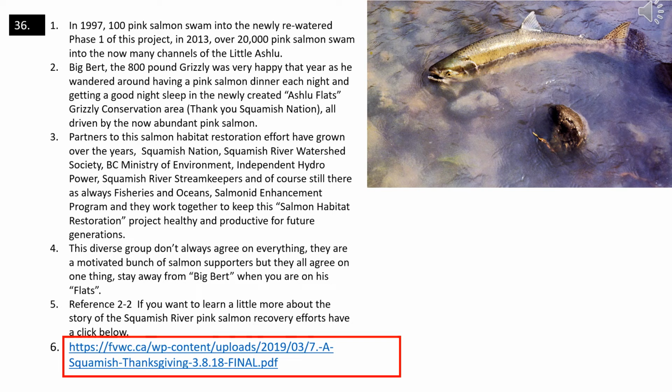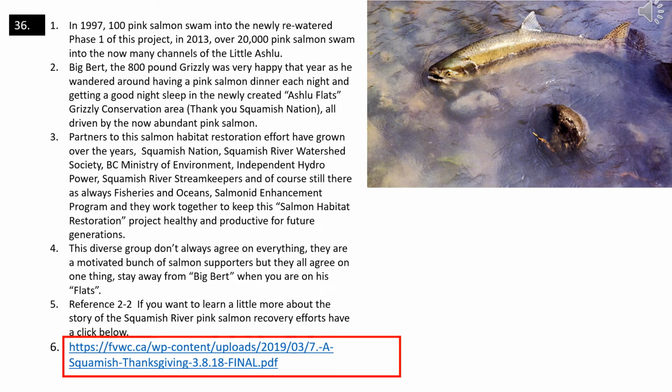So the partners in this salmon habitat restoration have grown over the years. As I mentioned, Squamish Nation, the Squamish River Watershed Society has a relationship with an independent power producer. A little hydro plant was built in the interim upstream that contributes funds to maintain this habitat because of some of the impacts of their facilities that was done in the early 2000s.